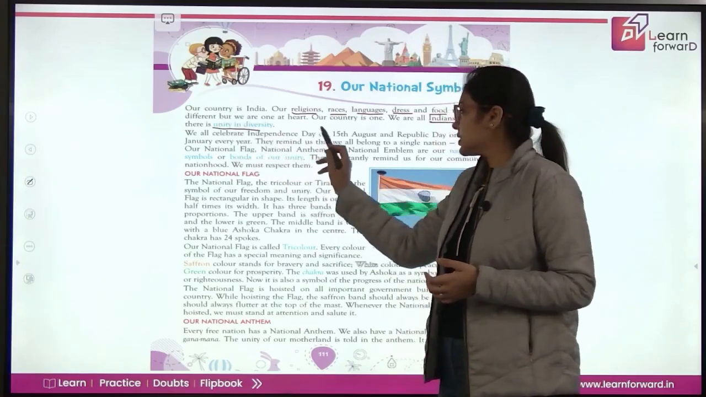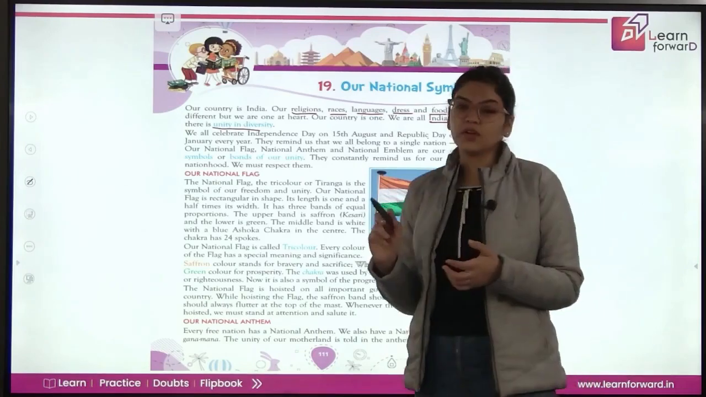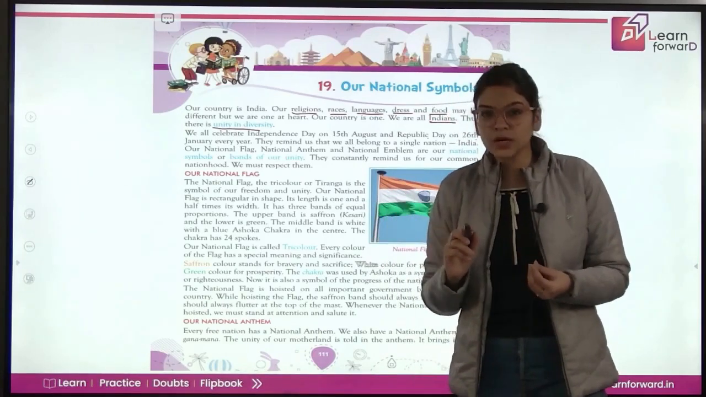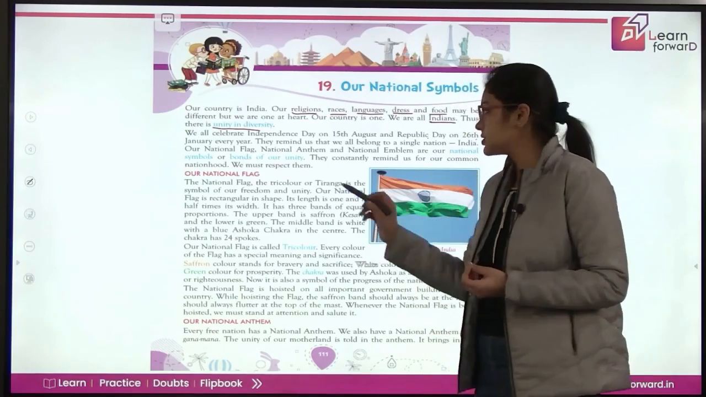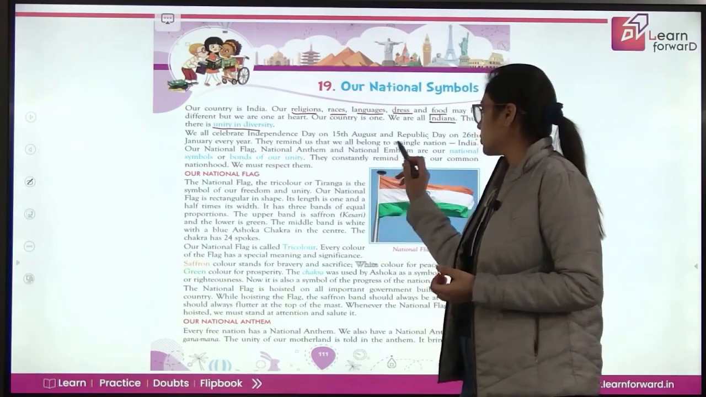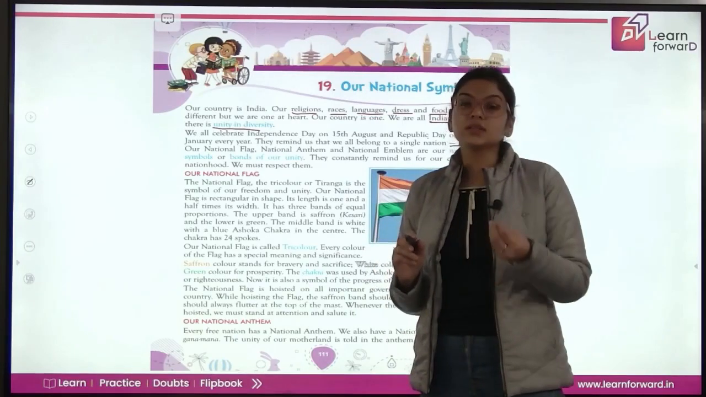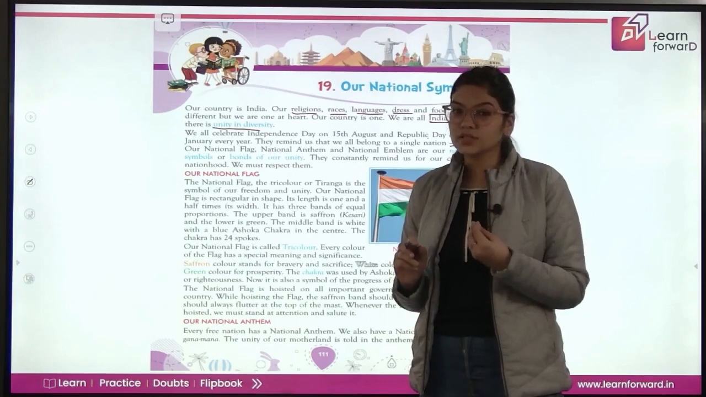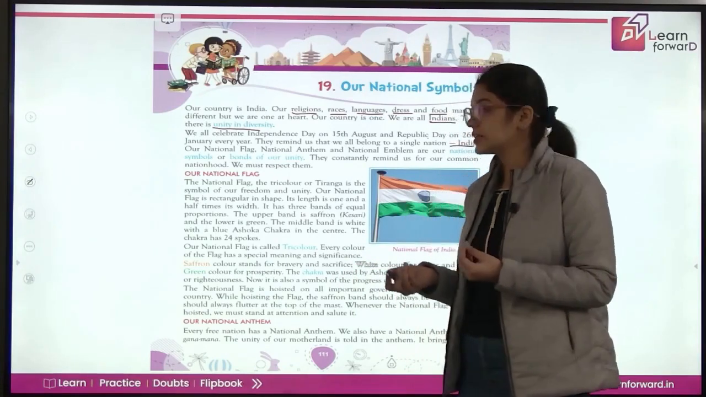We all celebrate Independence Day on 15th August and Republic Day on 26th January every year. हर साल हम Independence Day मनाते हैं. On 15th August, and 26th January is celebrated as Republic Day. They remind us that we all belong to a single nation, that is India. So these days are celebrated, and what do they show? It shows that we are all from the same country, that is India.